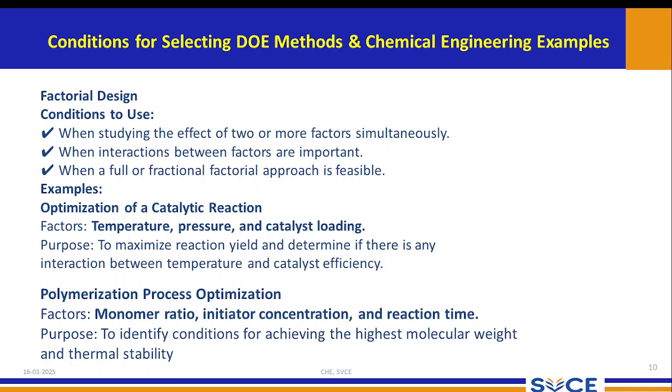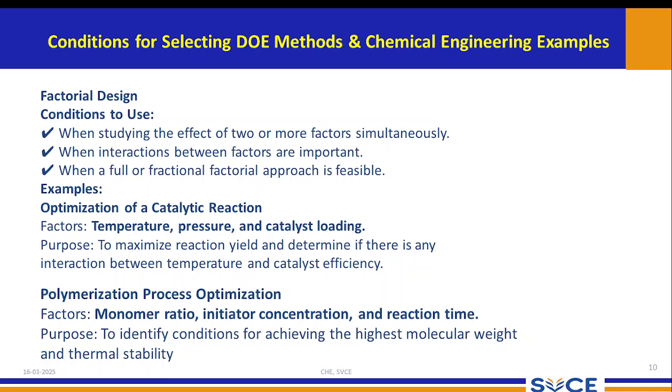Okay, example. What are the examples for factorial design in chemical engineering? Optimization of a catalytic reaction: temperature, pressure, and catalyst loading. The purpose is to maximize the reaction yield and determine if there is any interaction between the temperature and catalyst efficiency. So whenever you want to find the interaction between the variables, then you go for a factorial design. For this case, the factors we are studying are temperature, pressure and catalyst loading. Maximize the reaction yield, and determine if there is any interaction between the temperature and catalyst loading. Then factorial design is best.